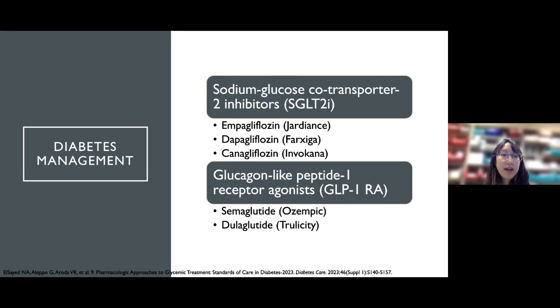Now we'll move on to diabetes management for those who have had a stroke. So patients with type 2 diabetes and established cardiovascular disease, such as a stroke, are recommended to be on a sodium glucose cotransporter 2 inhibitor, also known as an SGLT2 inhibitor, and this includes empagliflozin, dapagliflozin, or canagliflozin, or they're recommended to be on a glucagon-like peptide-1 receptor agonist, also called GLP-1RA, and this would include semaglutide or dulaglutide.